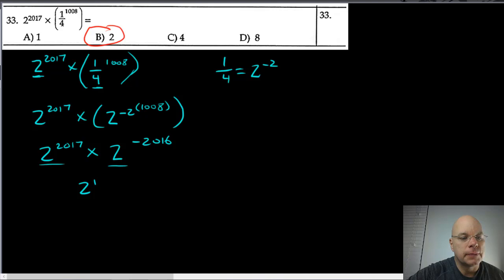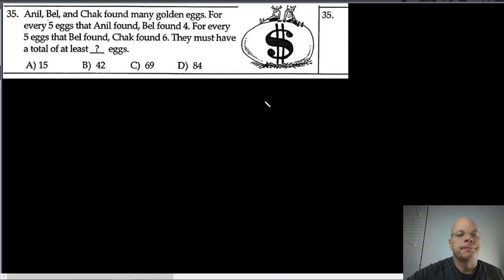Lastly, Anil, Bell, and Jack found many golden eggs. Notice A, B, and C. So I'm going to make a table: A, B, and C.